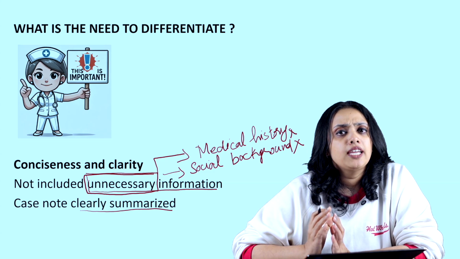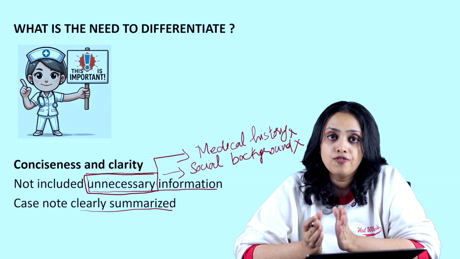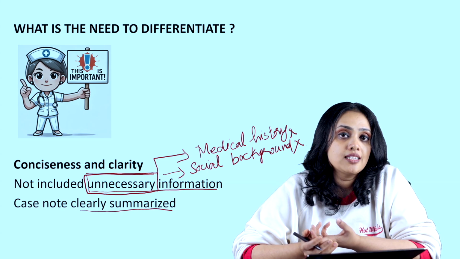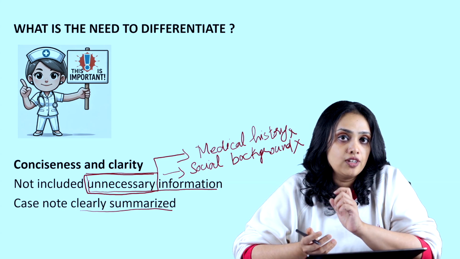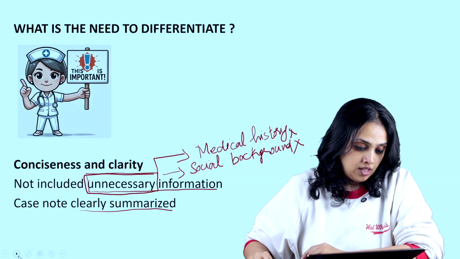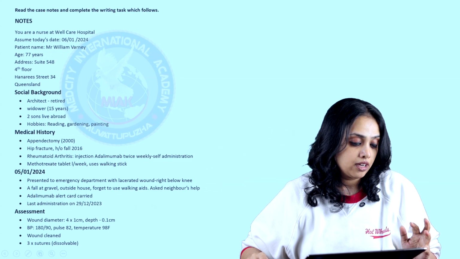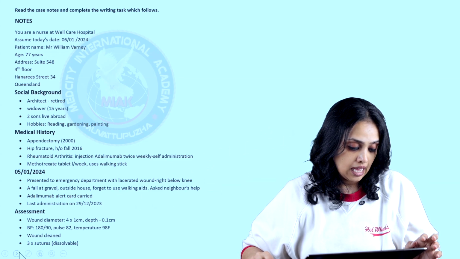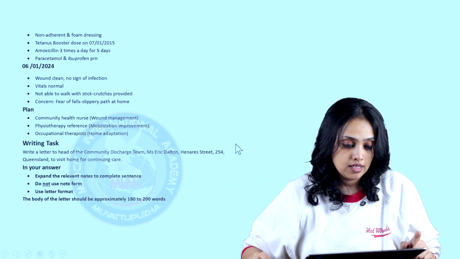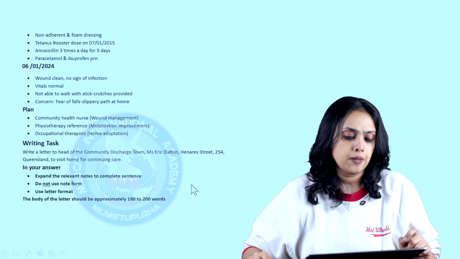So I hope that by now you've understood what a known case is, what an unknown case is, how to differentiate between them, and what is the importance of differentiating between them. Now let's dive into the case note. You can see the case note here. This is the first page which contains the social background, medical history and the recent happenings, and you can see the continuation of the case note, and you can also see the writing task.